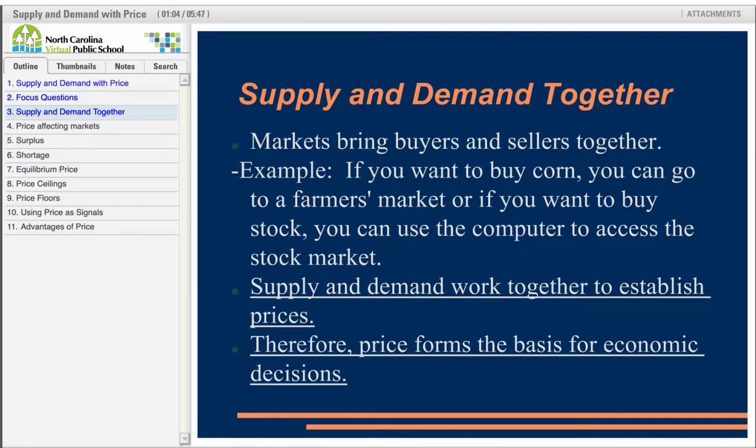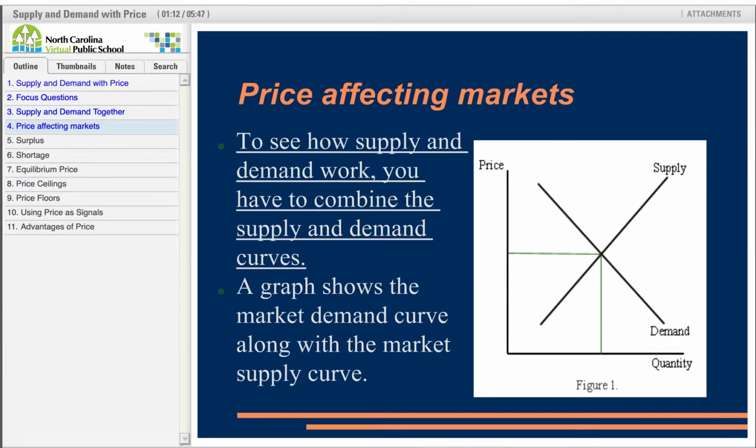Supply and demand work together to establish prices. Therefore, price forms the basis for economic decisions. To see supply and demand work, you have to combine the supply and demand curves. A graph shows the market demand curve along with the market supply curve. The point where supply and demand meet is called the equilibrium price.